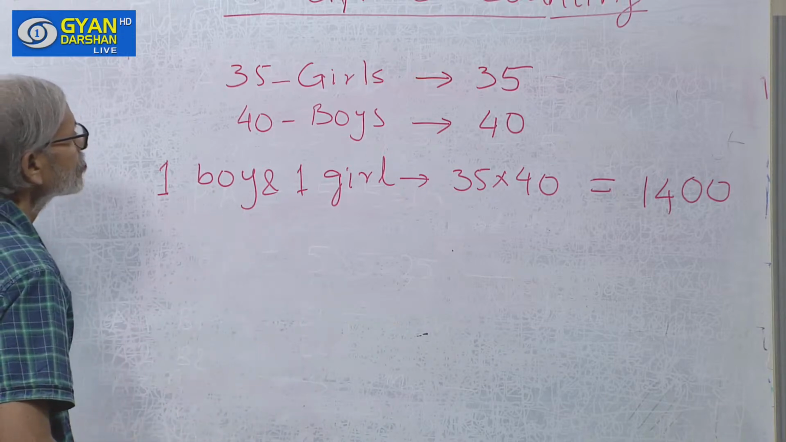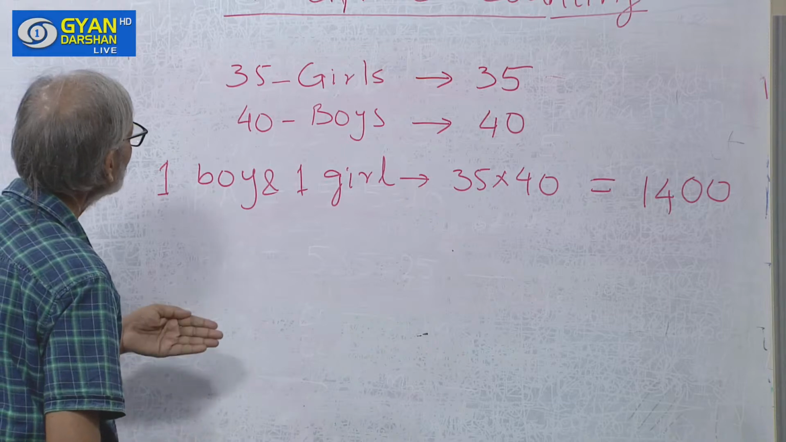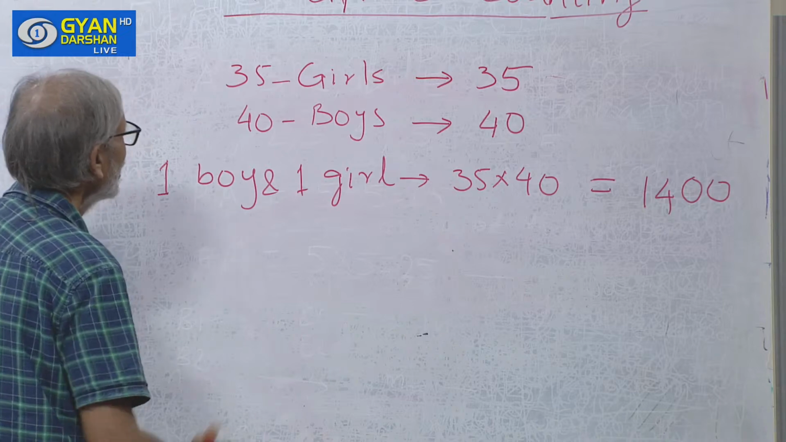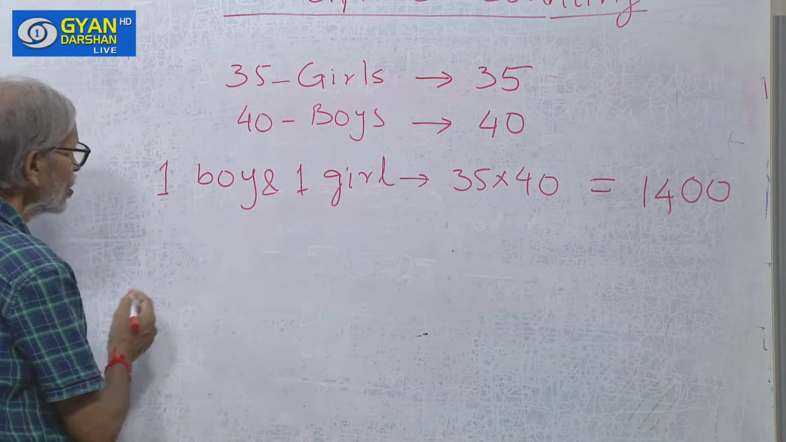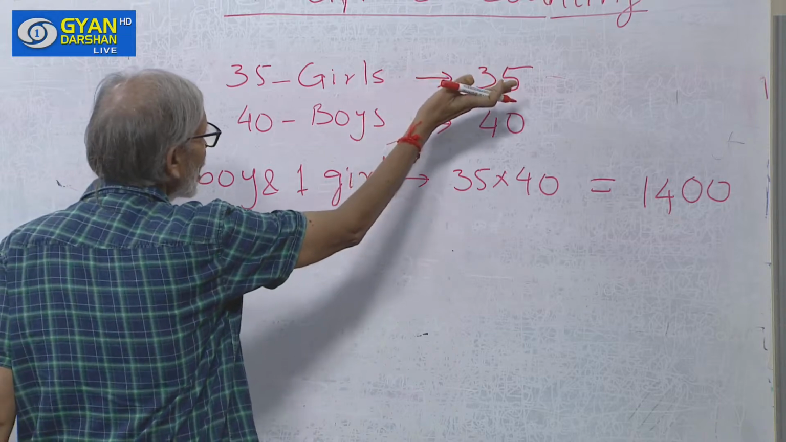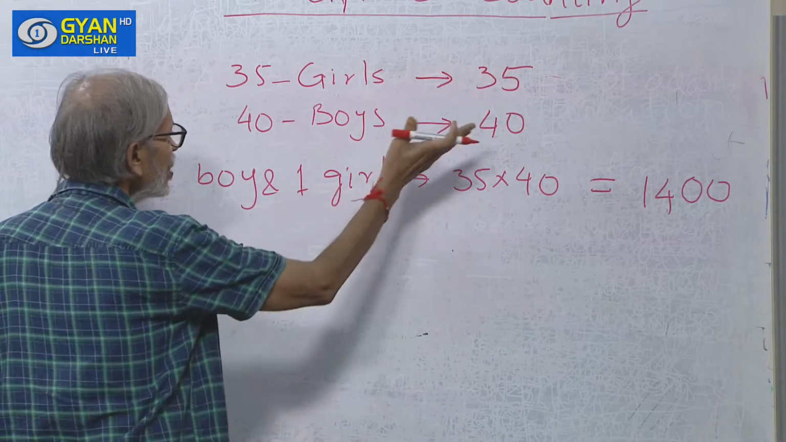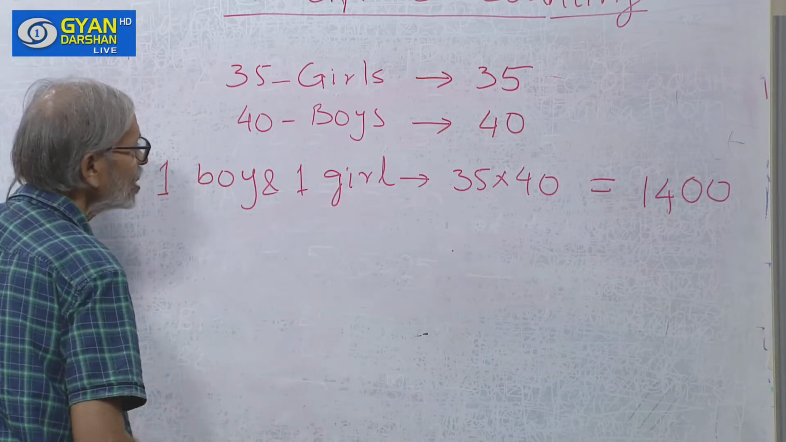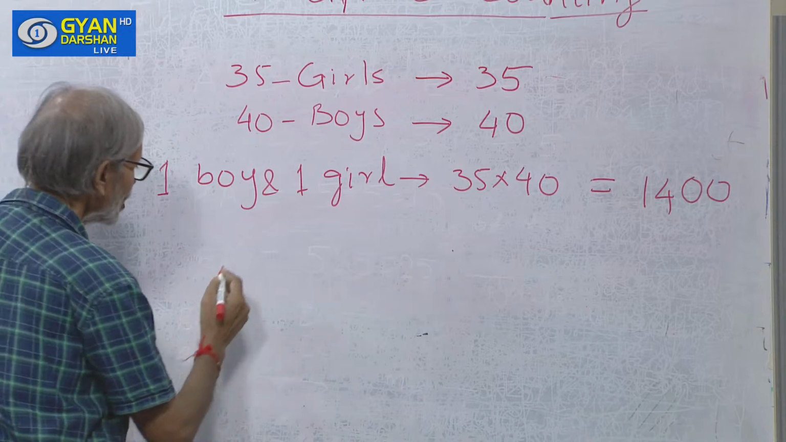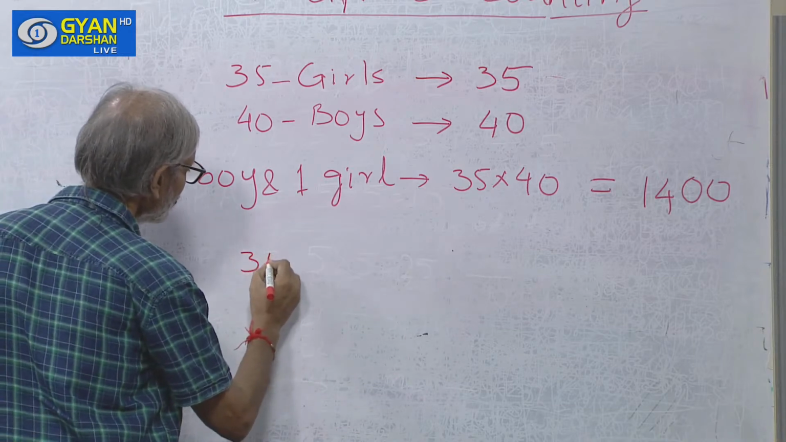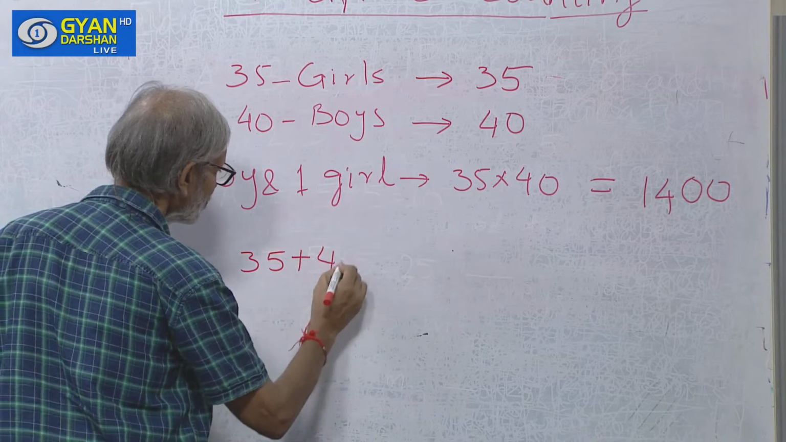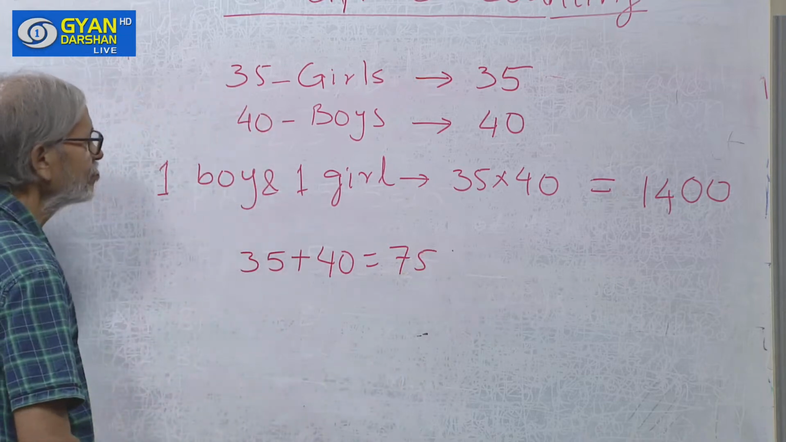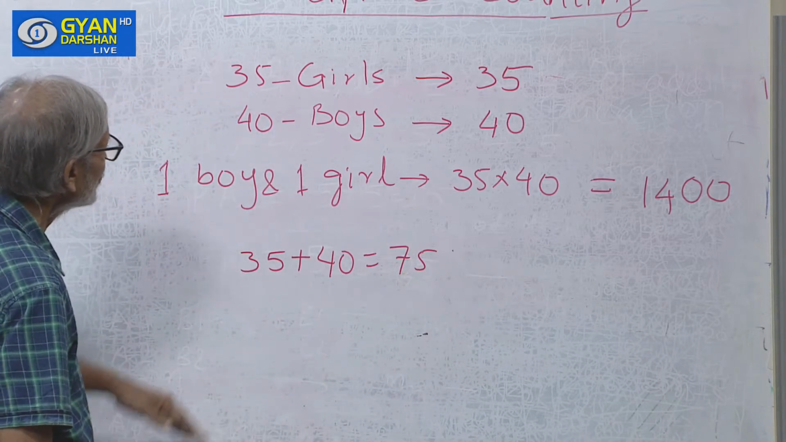Suppose another event is there in which only one student is to be sent, either a girl or a boy. So, one girl can be chosen in 35 number of ways, one boy can be chosen in 40 number of ways. Any one of the students is to be chosen. So, the total number will be equal to 35 plus 40 is equal to 75. So, you see the difference.